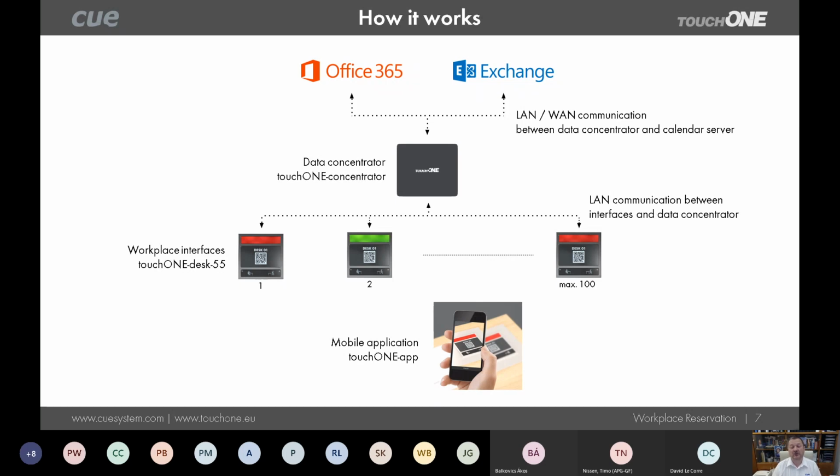One generation, or both generations of workplace interfaces are giving you the opportunity to show a QR code. So the first generation of workplace interfaces is just showing you a QR code on the label.